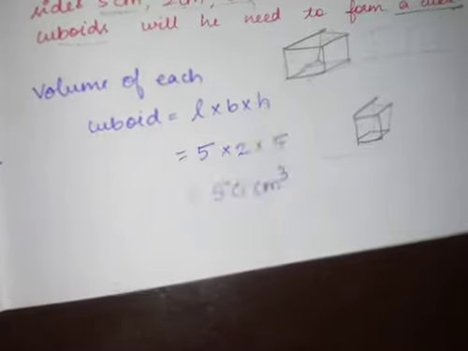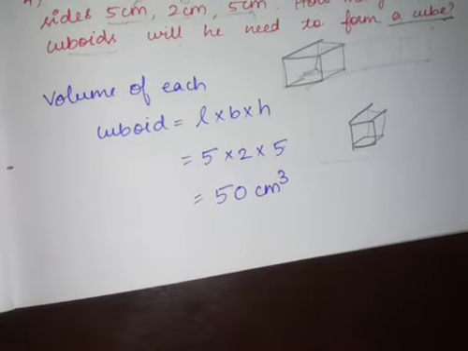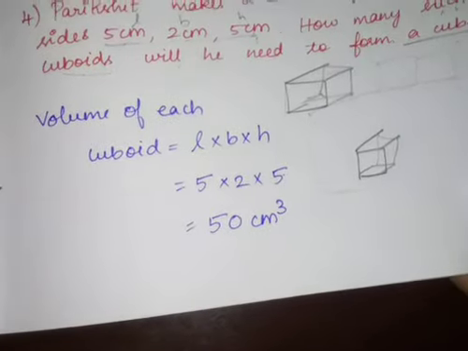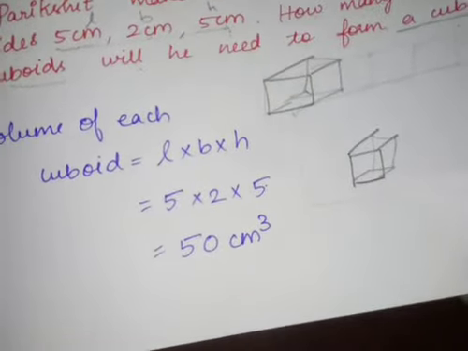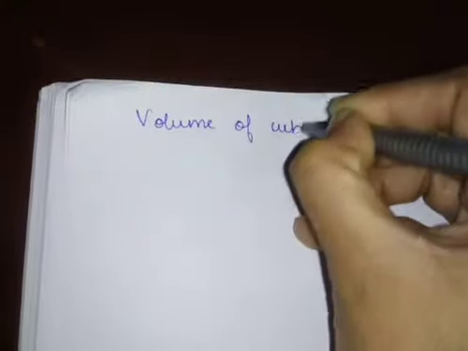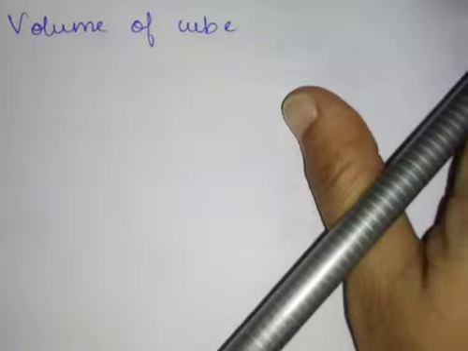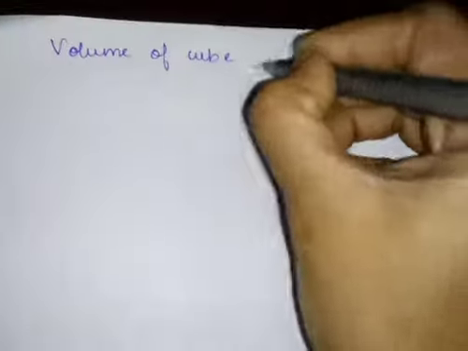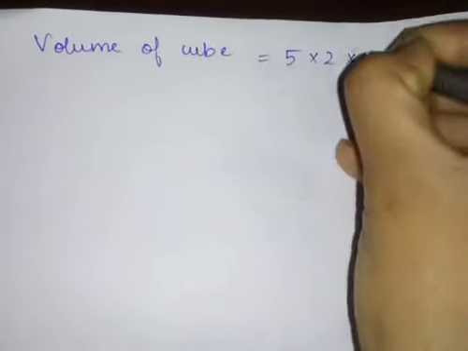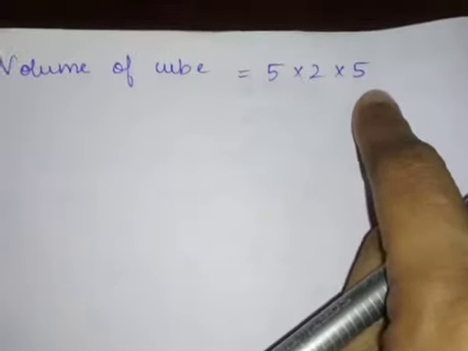Okay, so now I have found the volume of each cuboid. Now we can find the volume of that cube, right? Volume of cube is nothing but this cube, how is it forming? These cubes are formed by using those cuboids, right? So what are the length, breadth and height of the cuboid? You know, 5 into 2 into 5. But using this cuboid length only, this cube is forming.